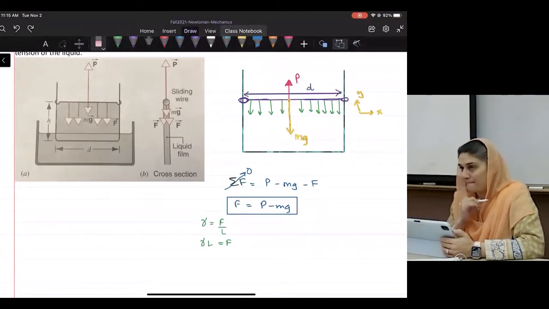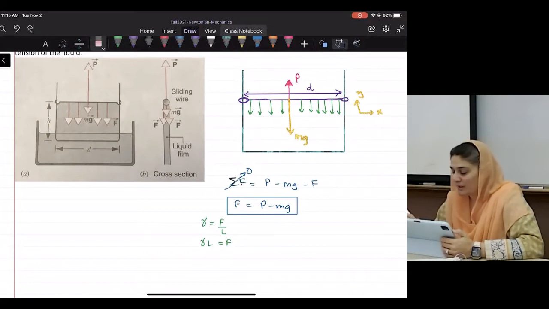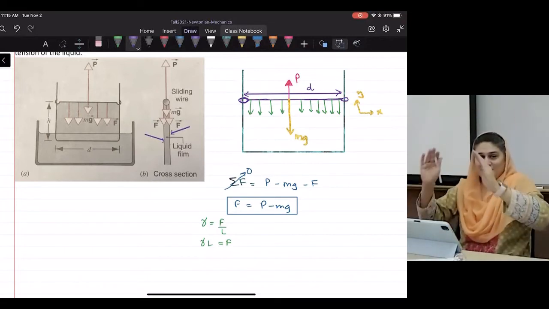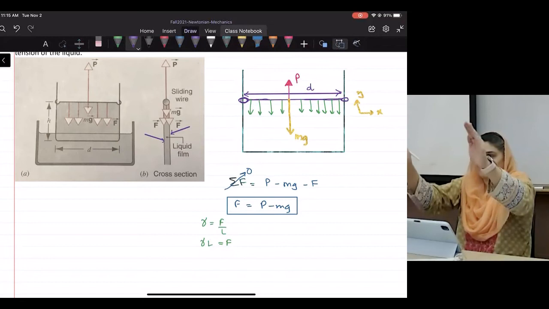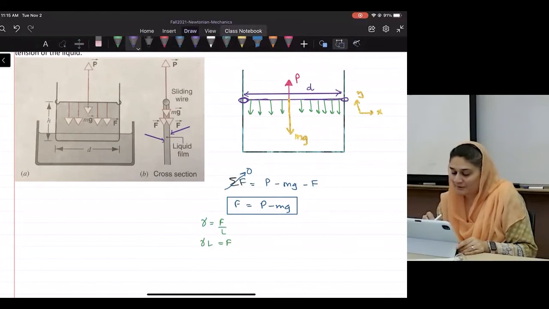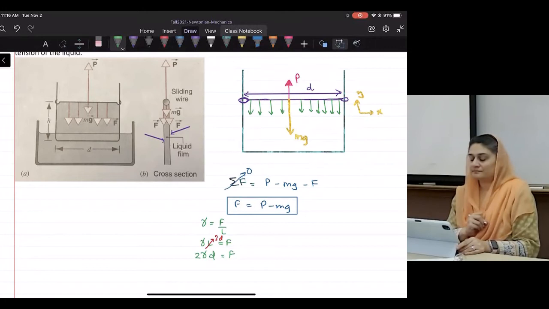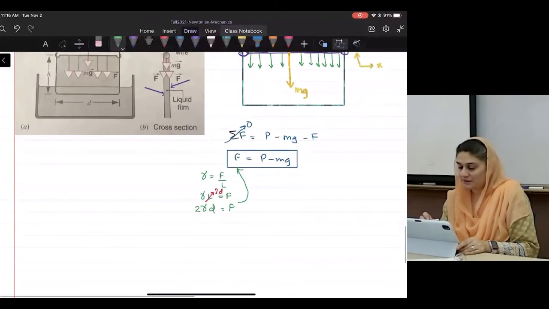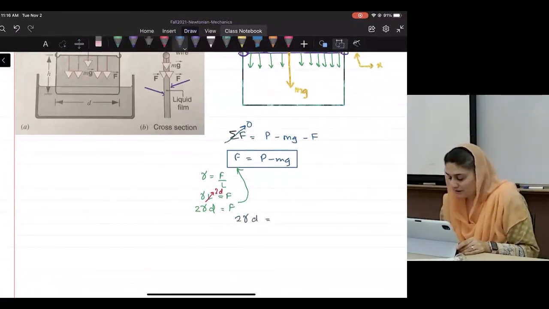Think about it. 2, right? 1 at this surface, 1 at this surface, and 1 on this surface, right? Because it's just like a soap bubble. How many surfaces does a soap bubble have? 2. 1 on this side and 1 on that side. Okay, so may I replace this L by 2D? So will my force be gamma 2D equals F? Which then I can plug in here. What do I get? 2 gamma D equals P minus mg.